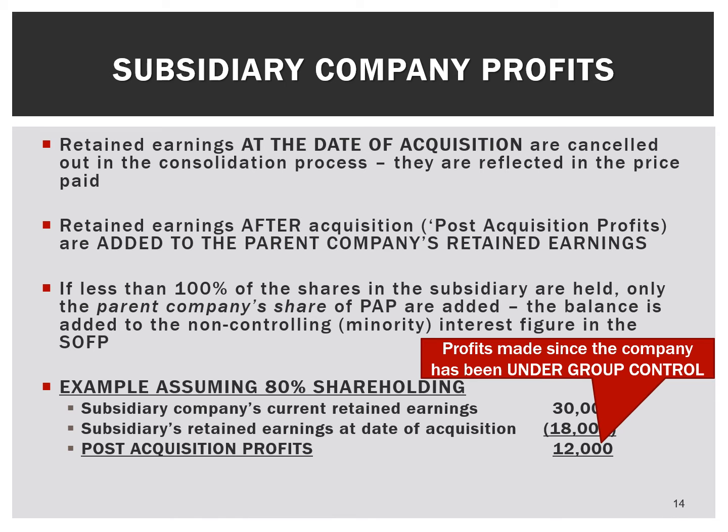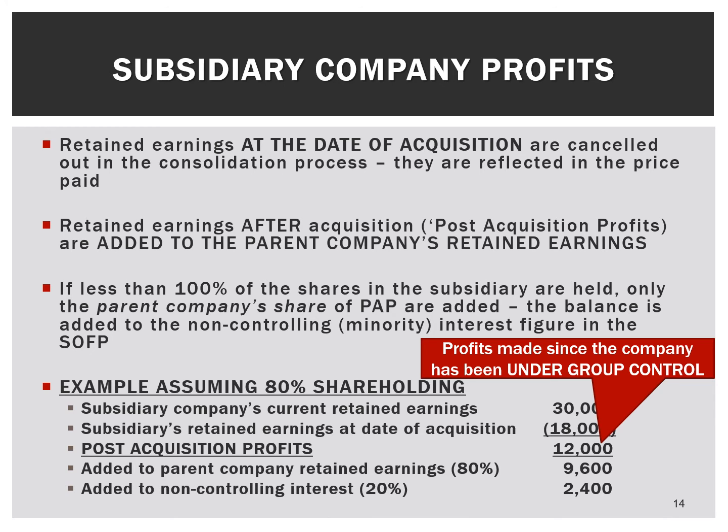Now, because we only own 80% of the subsidiary in this example, then we're only entitled to an 80% share of those profits, and so only £9,600 will be added to the parent company's retained earnings in the equity section of the consolidated statement. The remainder of the profits, £2,400, will be added to a separate figure that represents the amount owed to the minority shareholders in the subsidiary.